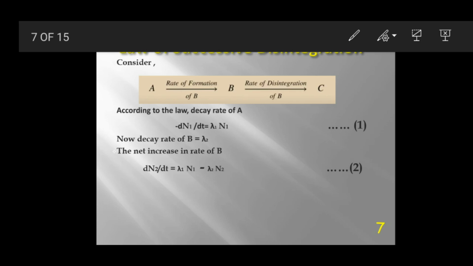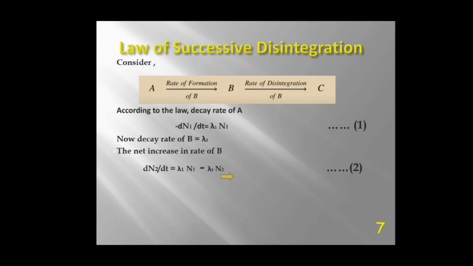That means the rate of formation of daughter nuclei is equal to lambda 1 N1, and since B also decays into another nuclei, the rate of decay of nuclei B can be considered as lambda 2 N2. Hence the net rate of change of B, dN2 by dt, is equal to lambda 1 N1 minus lambda 2 N2. Here lambda 1 N1 is positive and lambda 2 N2 is negative, since it is the decay rate, while the other is the formation rate. Now coming on to the next one.